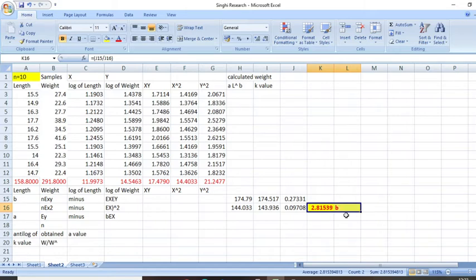See here, because the volume of a three-dimensional object is roughly proportional to the cube of the length for a regularly shaped solid. So the length we are taking is single dimensional, that is one dimensional, whereas the weight depends upon the volume, which is three dimensional.